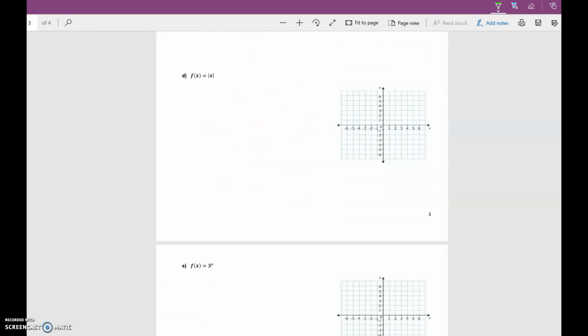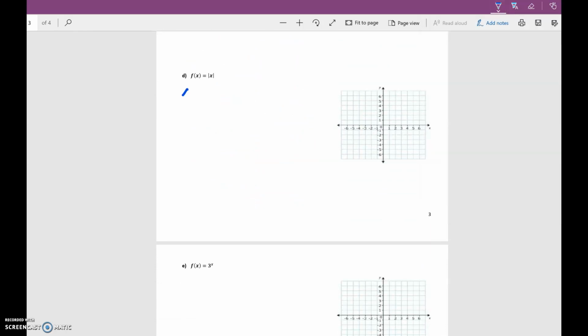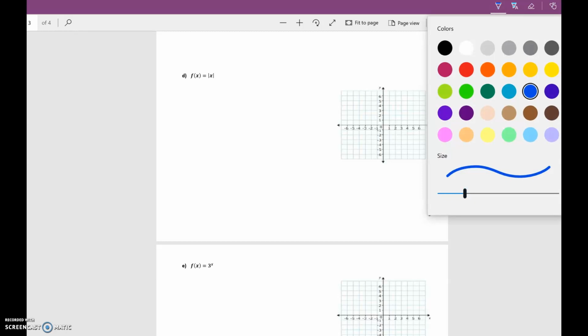Let me go to D, and D is your absolute value function. So this is x's. Give me just a second.